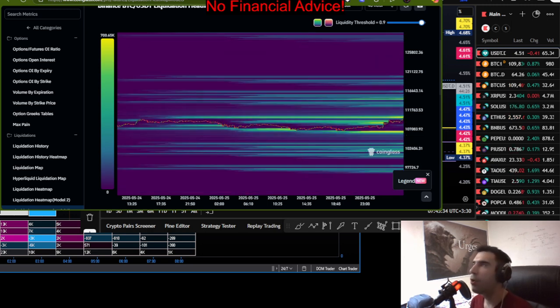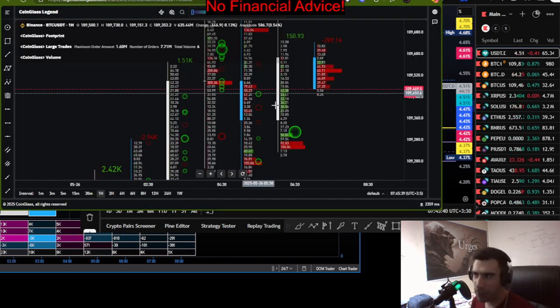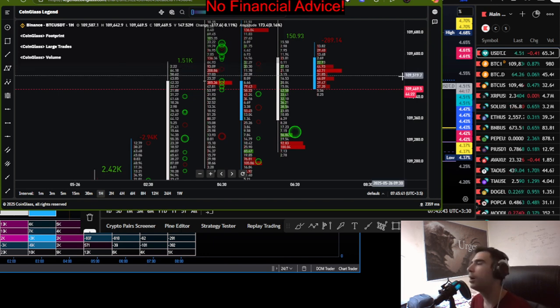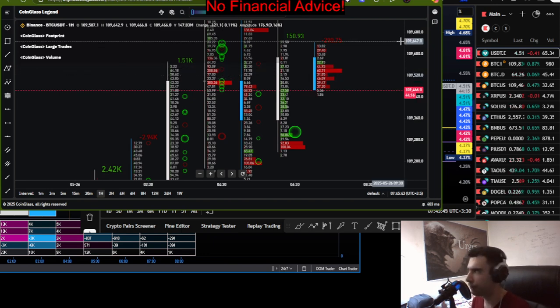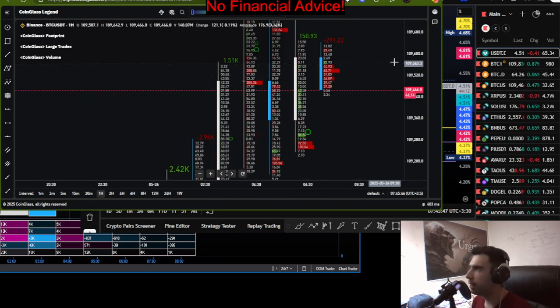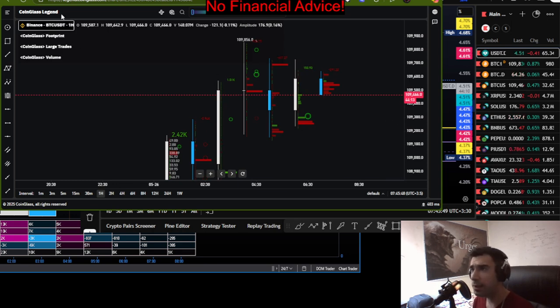Let's just do it. So Coin Glass introduced a new tool called Legend, and it's something like CoinAnk Footprint. I don't know if you guys worked with that. CoinAnk was free for I think 3 years, but then they made it a subscription. Now, CoinGlass is coming with the same, but it has some flaws.